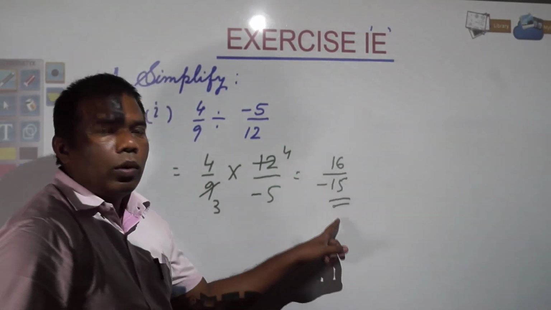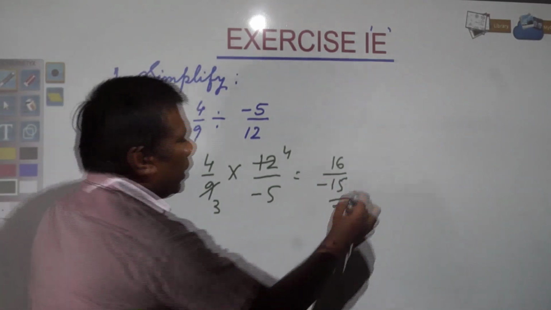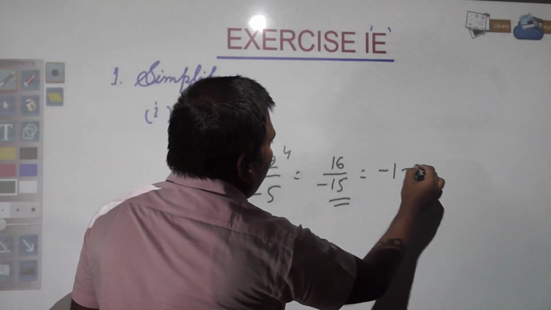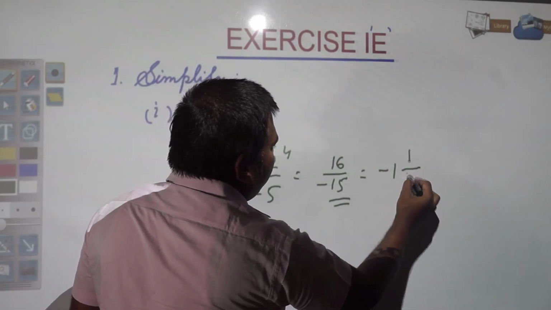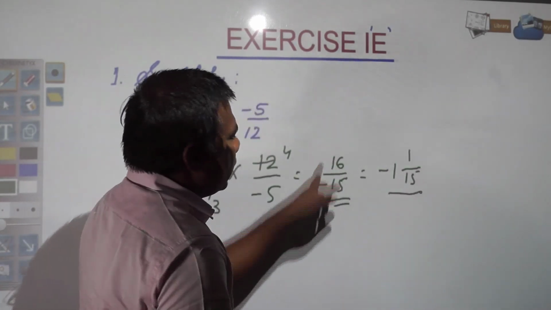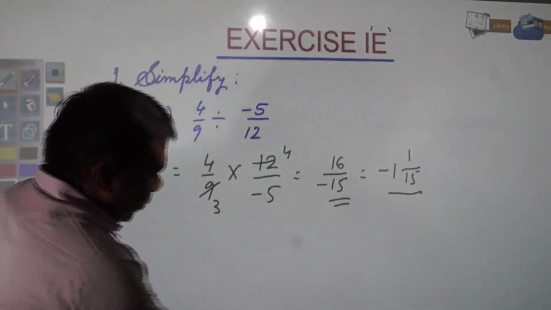If you want to write it as a mixed fraction, it can be written as minus 1 whole 1 upon 15. This will be your answer. Either you write it in this way or that way. Both are correct.